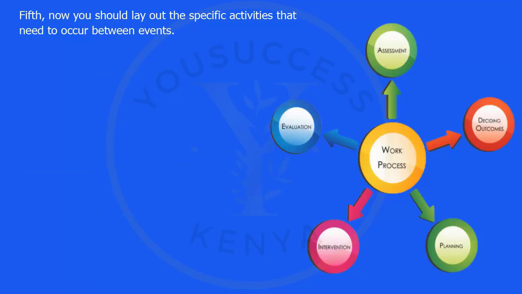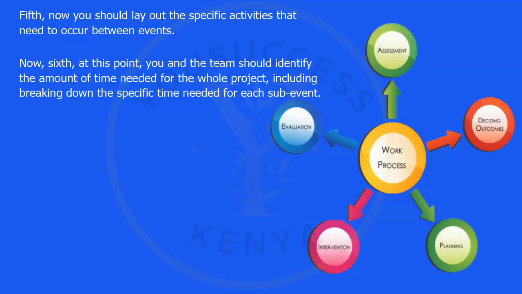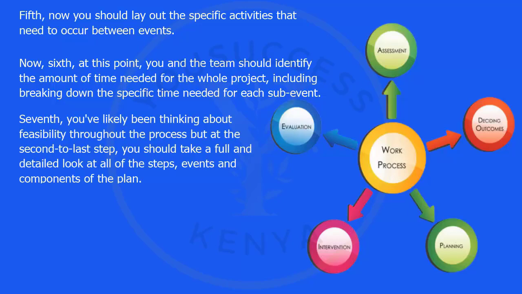Fifth, now you should lay out the specific activities that need to occur between events. These should include strategic action plans for moving from event to event, resource acquisitions needed, etc. Now, sixth, at this point, you and the team should identify the amount of time needed for the whole project, including breaking down the specific time needed for each sub-event.